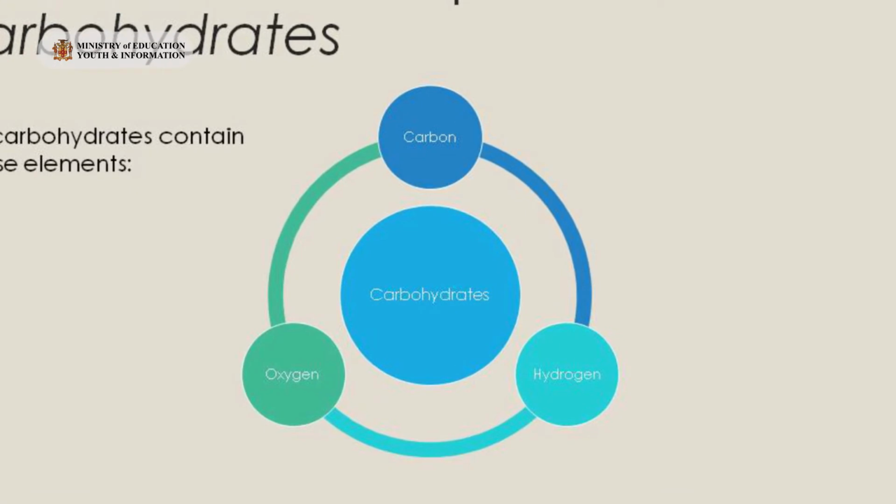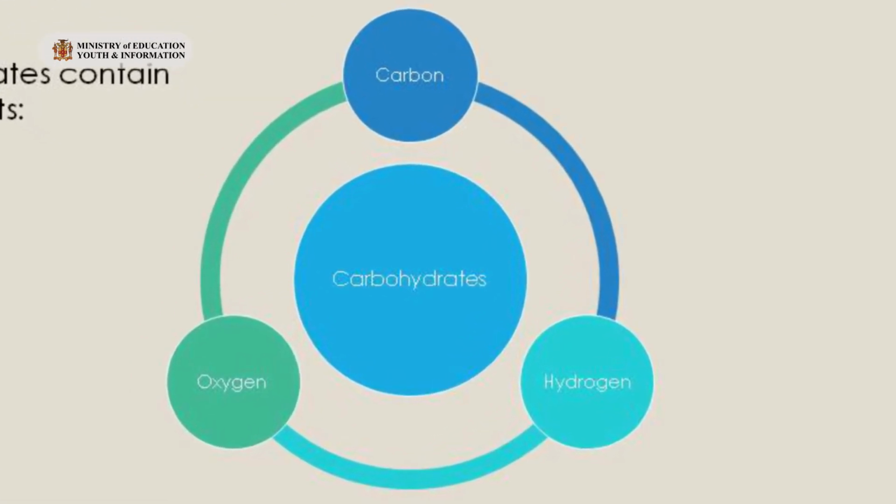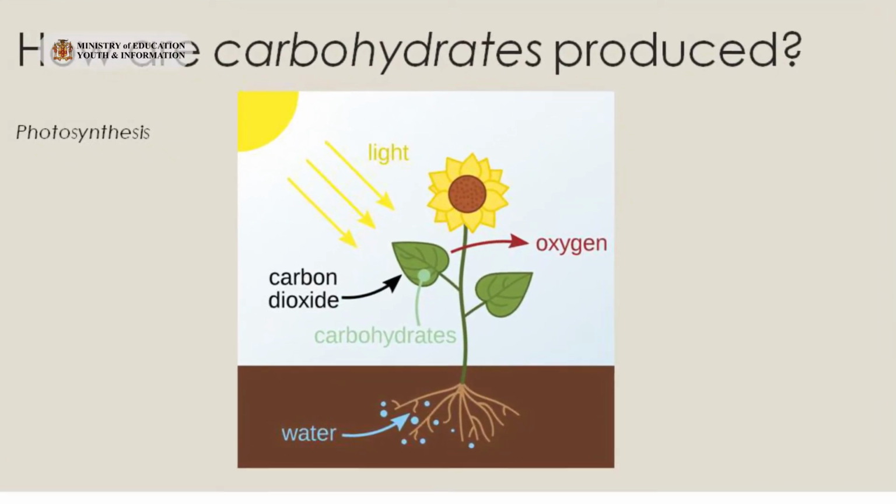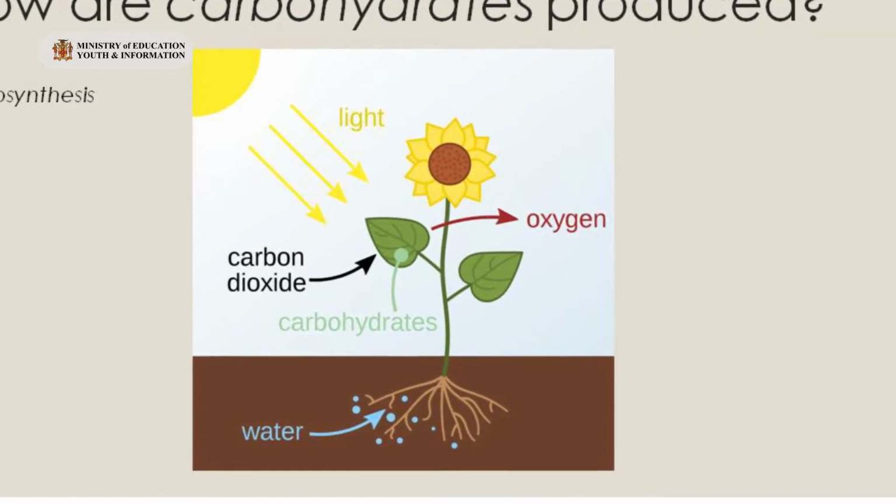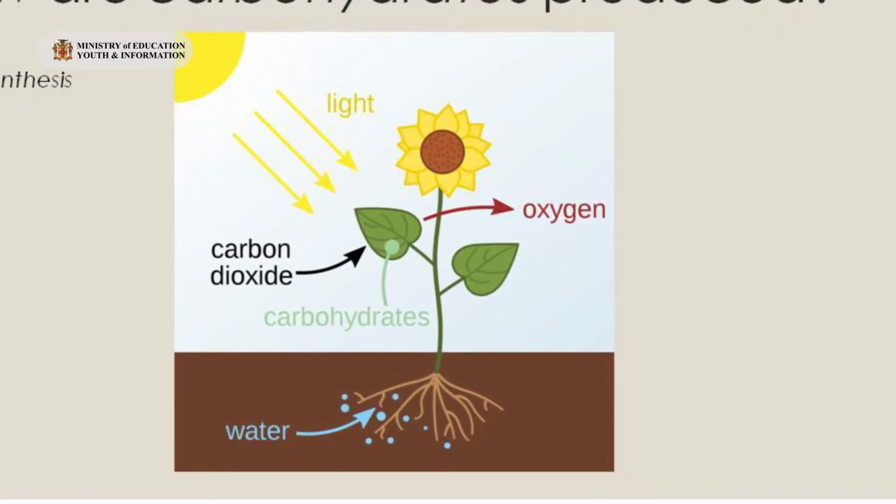There are some key things we need to know about carbohydrates before we go any further. Carbohydrates contain the elements carbon, oxygen, and hydrogen. Carbohydrates are produced by the process called photosynthesis. This is the process by which plants convert carbon dioxide and water, using energy from sunlight, to produce carbohydrate and oxygen. Let us classify carbohydrates.